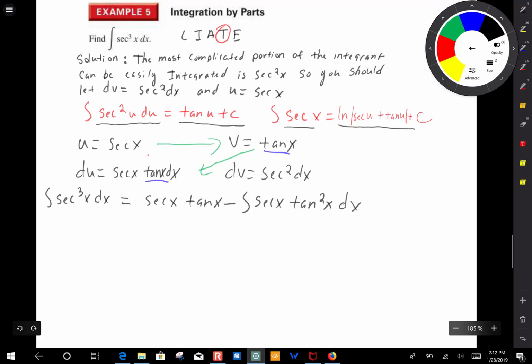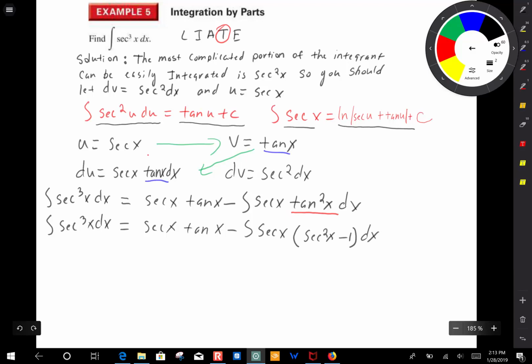All right, now what do we do? Well, we're going to have to take the integral of that, correct? So there's a trig identity that we can use. I know that tan squared x is secant squared x minus 1. So I can rewrite this as the integral of secant cube x dx is equal to secant x tangent x minus the integral of secant x times parentheses secant squared x minus 1 dx. So I'll just use the trig identity there.